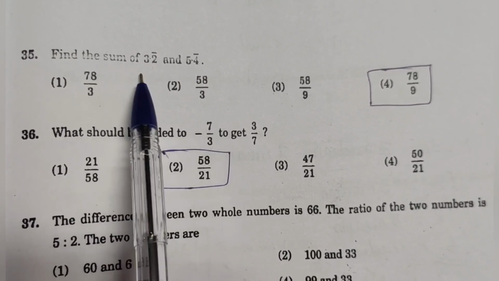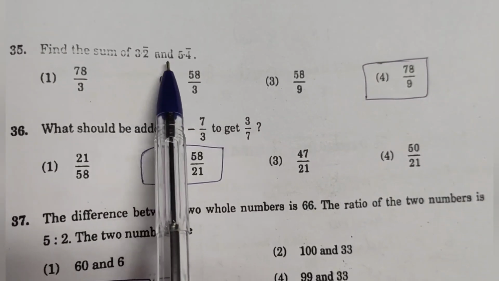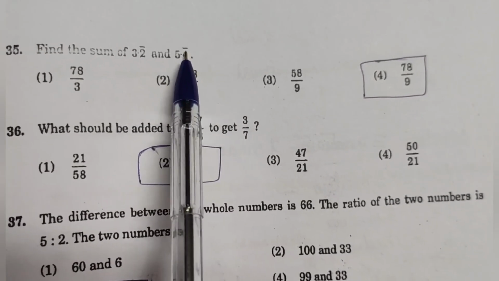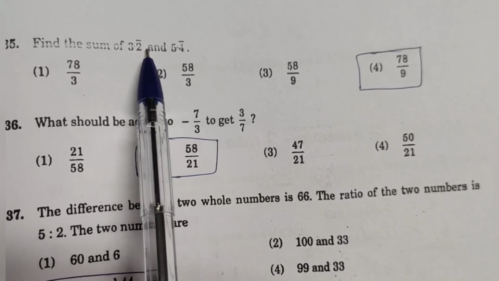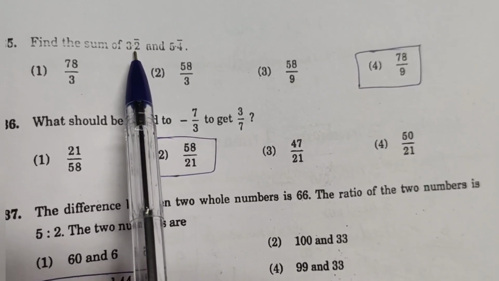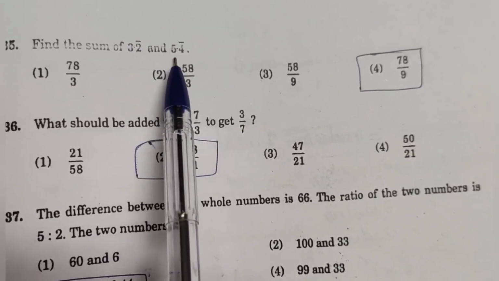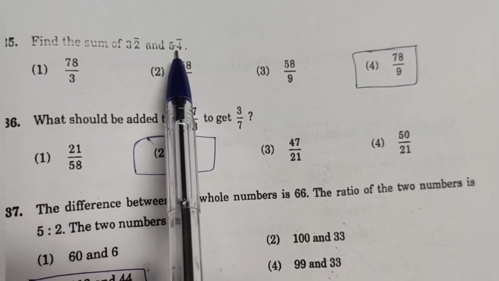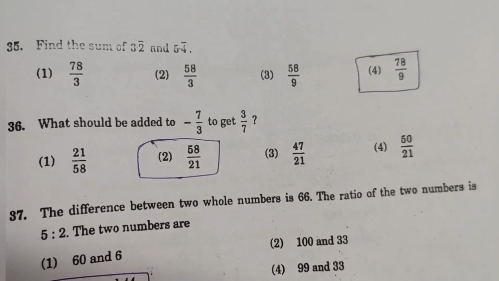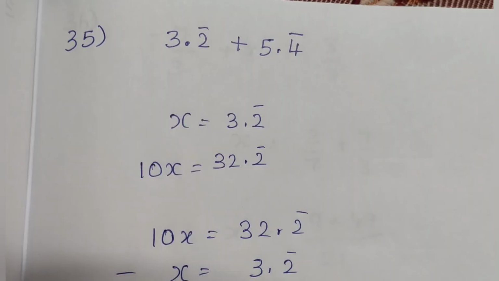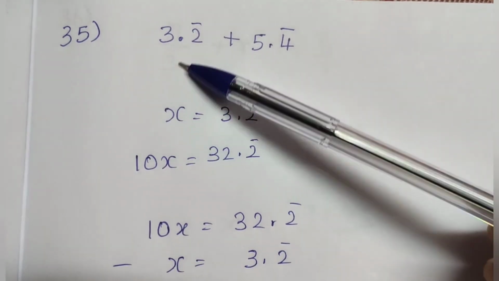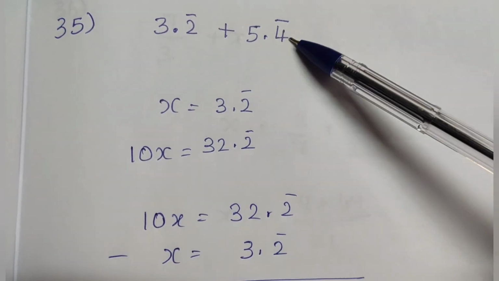35th question. Find the sum of 3.2 recurring and 5.4 recurring. See, 3.2 recurring means this bar shows 3.2222, it goes on like that. 5.4 bar shows 5.4444, it goes on like that. We have to add and see. Thus, I have copied question 35, 3.2 recurring plus 5.4 recurring.